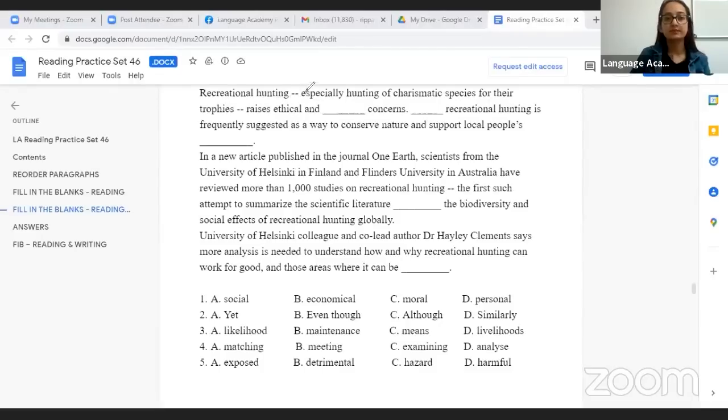Recreational hunting. So let's avoid reading this. You can read it for your understanding if you want, that what is it, especially hunting of charismatic species for their trophy. So that is a definition given of recreational hunting. This says recreational hunting raises ethical and dash concerns. So one is ethical concerns. We have to find what is the other type of concern. And it's a common combination.